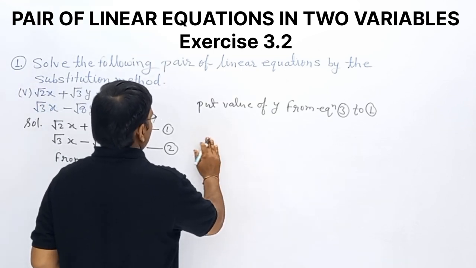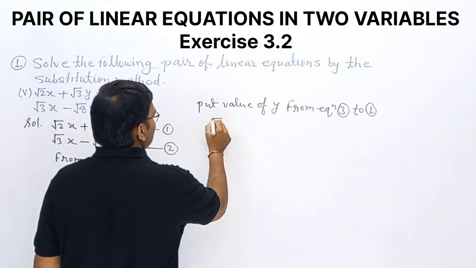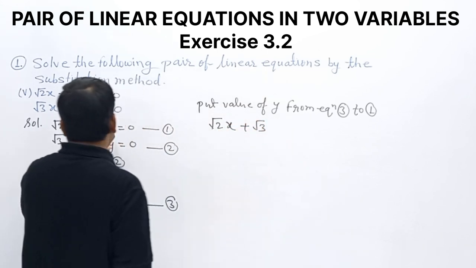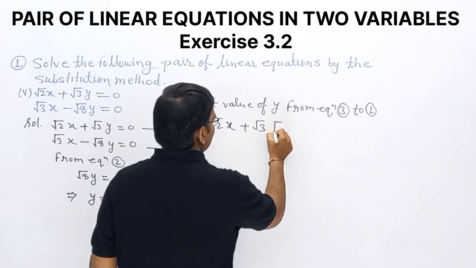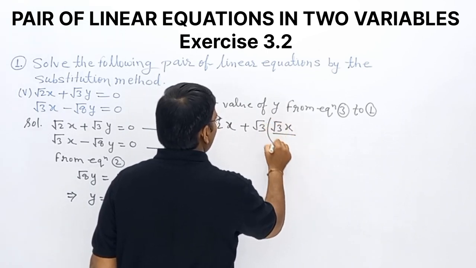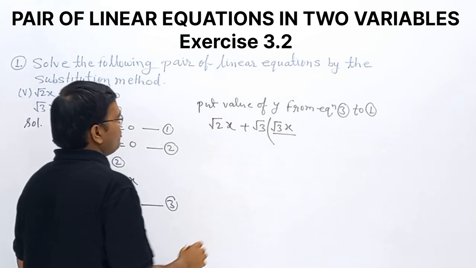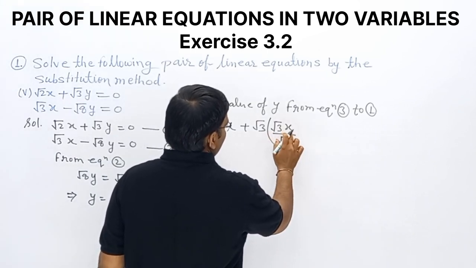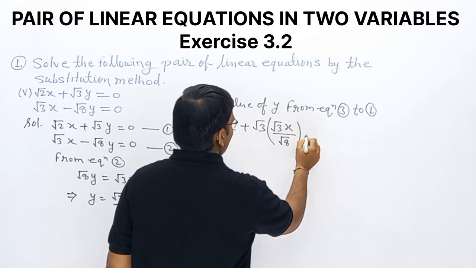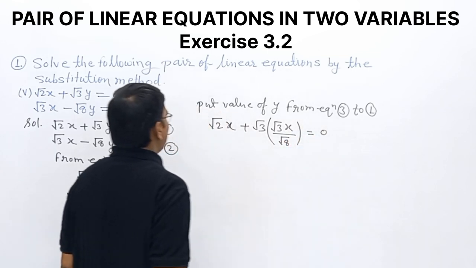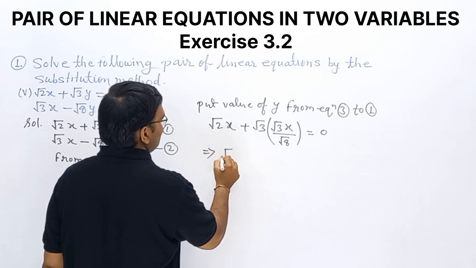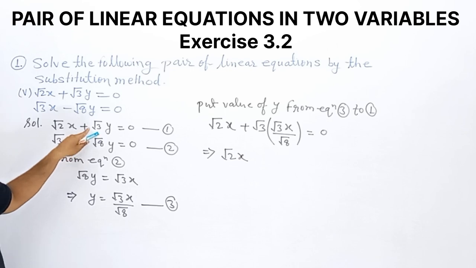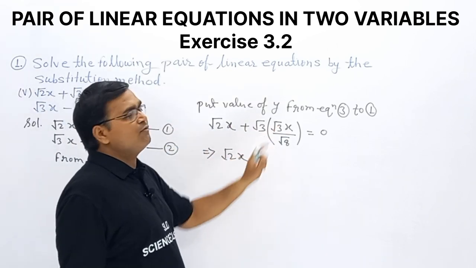Then we get a one-variable linear equation: root 2x plus root 3 times y, and at the place of y we put root 3x divided by root 8, equal to 0, since the right-hand side is 0. Once we put this value in equation 1, we get only x as a variable.